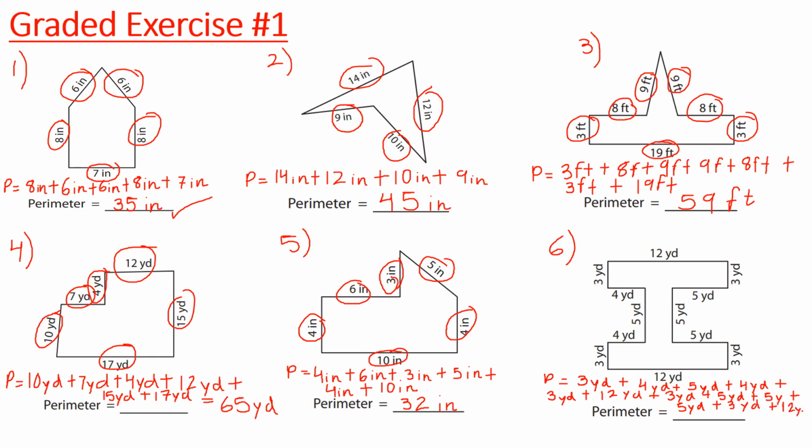You got 64 yard? I got 64 too. I got 64 as well. Okay. 3 plus 4 plus 5 plus 4 plus 3 plus 12 plus 3 plus 5 plus 5 plus 5 plus 3 plus 12 is 64. So the answer is 64 yard.